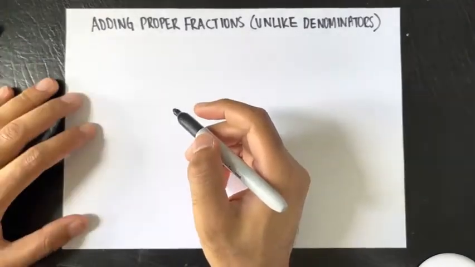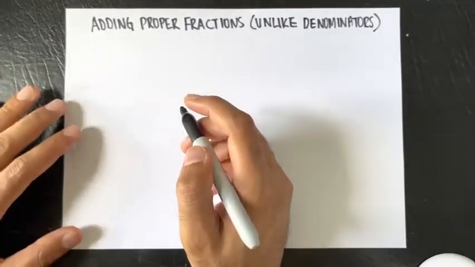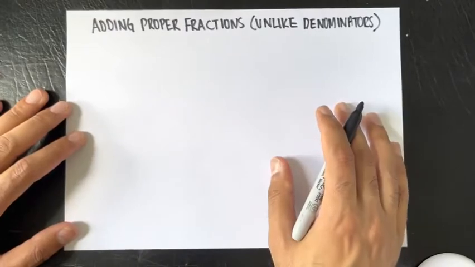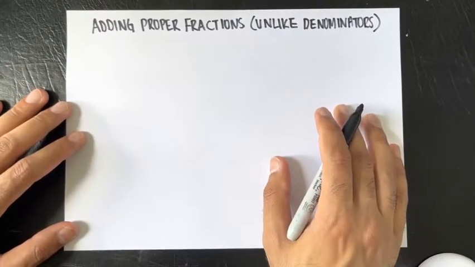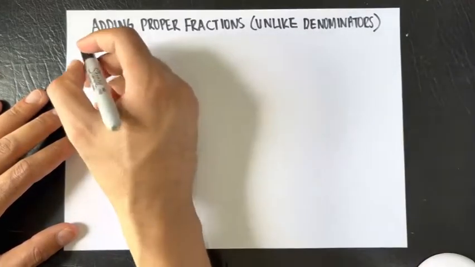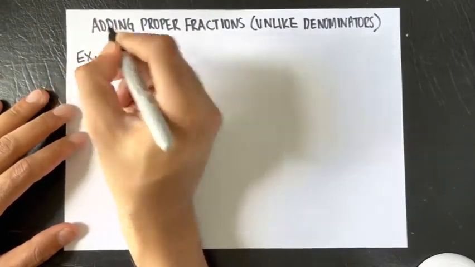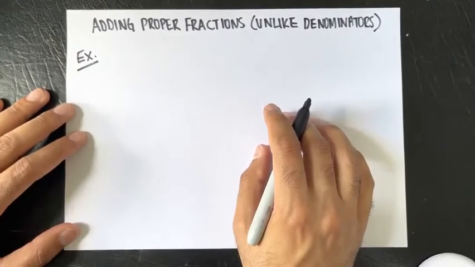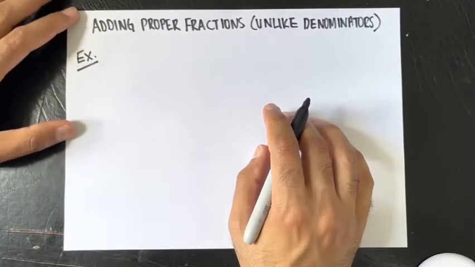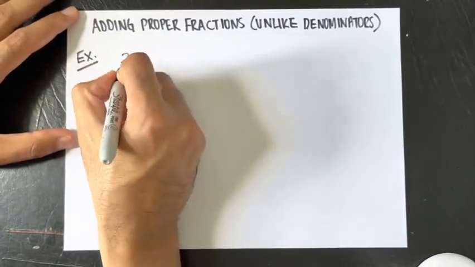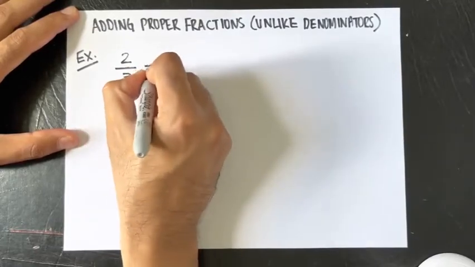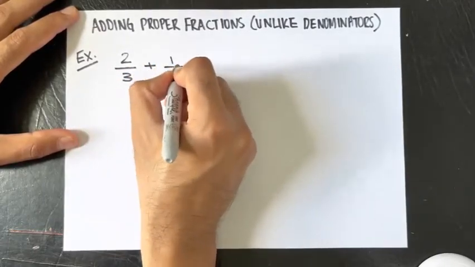So a common denominator and an uncommon, or unlike, denominator are slightly different, and it helps that you know your times table for this. So we'll start with an example. You've got 2/3 plus 1/5.